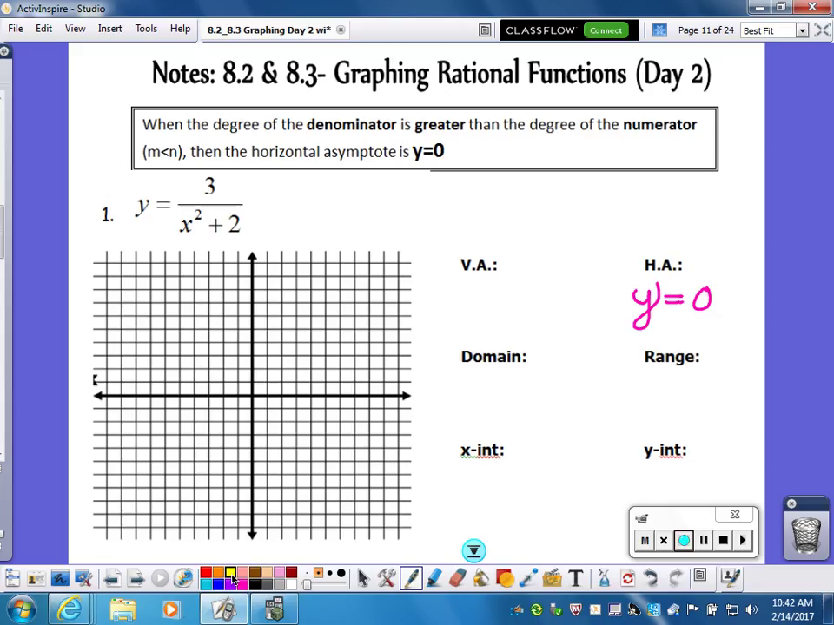I also take the time, and you do need to do this anytime a graph has an asymptote, you do need to take the time to highlight that and dot that in. It helps you graph. All right. To find the vertical asymptote, we always look at the denominator, and we set the denominator equal to 0.